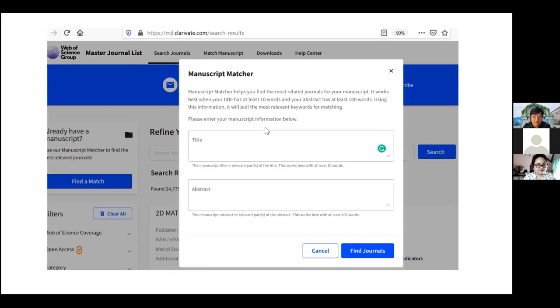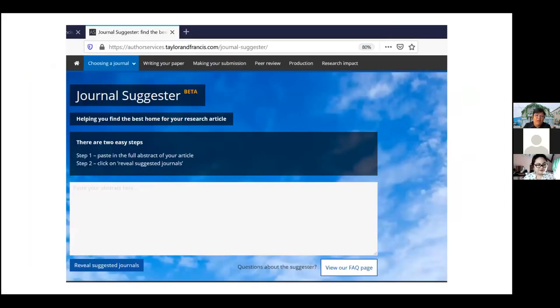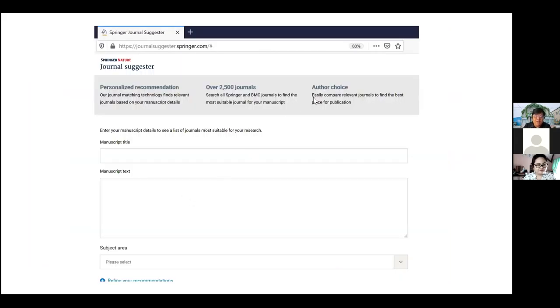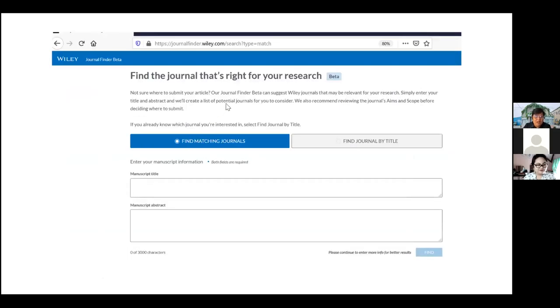Meron din ang Web of Science, tawag niya Manuscript Matcher, para ma-match mo yung paper mo kung saan mo posibleng i-submit. Okay? So tinutulungan ka na nila kung saan yung mga potential journals. Same also with this one, tawag din naman nila from Taylor and Francis, Journal Suggester. So same process lang din. Springer also, they have Springer Suggester. So same lang. Then for Wiley, they have also Journal Finder.